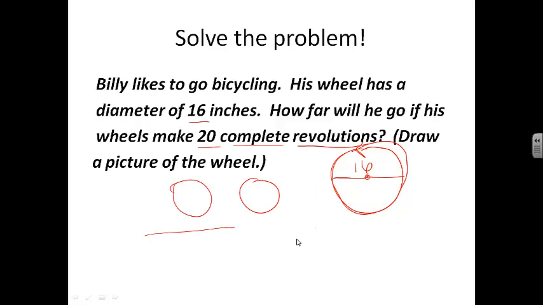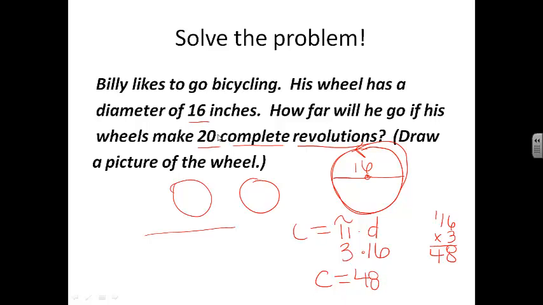So how you do this is I need to find circumference. So circumference equals pi times d. So we're going to round and say this is 3, of course. So pi equals 3. And my diameter, it told me, was 16. So 16 times 3. 16 times 3 would be, okay, so we have 18, carry the 1, this would be 3, so 48. All right? So 1 revolution would equal 48.